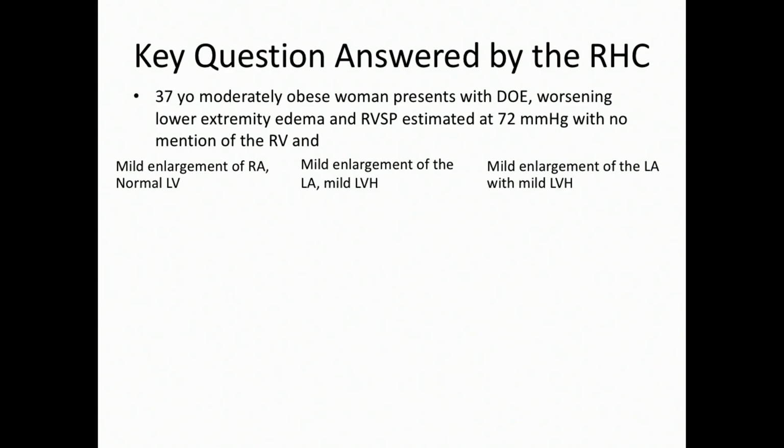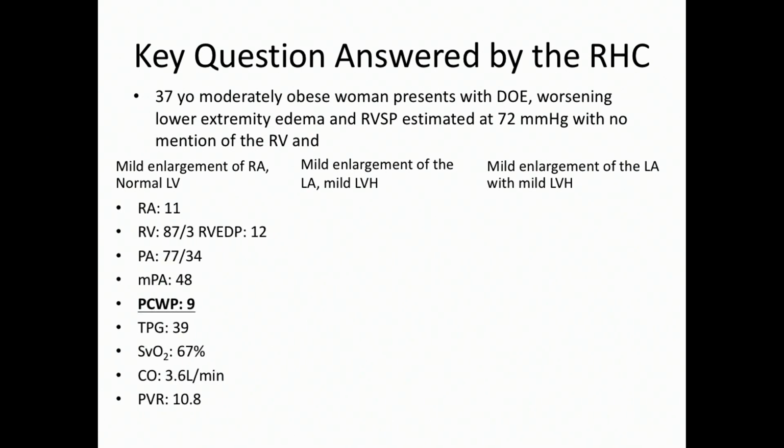And we could think of 3 different scenarios. One, mild enlargement of the right atrium, a normal LV. And here's her hemodynamics. You can see the right atrial pressure of 11, which is at the upper limits of normal. We can see the right ventricular pressures here, 87. The right ventricular end diastolic pressure is 12. Now, generally, we think of that as the upper limit of normal, just like the right atrium.